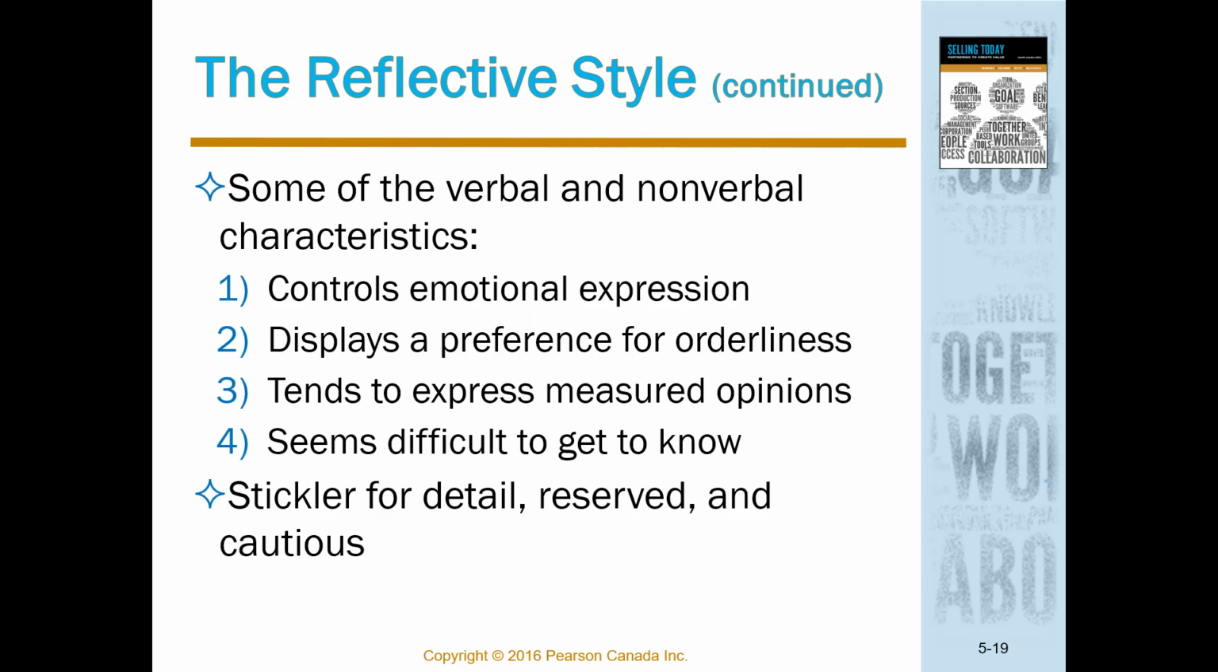And certain characteristics, verbal and nonverbal, control emotional expression. In other words, you're not going to see a wide variety of emotional expressions, be it sad or happy. It's very, very neutral. Displays a preference for orderliness, certainly. Tends to express measured opinions. In other words, they will not tell you everything that's on their mind, so they guard that. And they seem difficult to get to know. That is true. A lot of reflectives are very hard to get to know because they don't say very much.